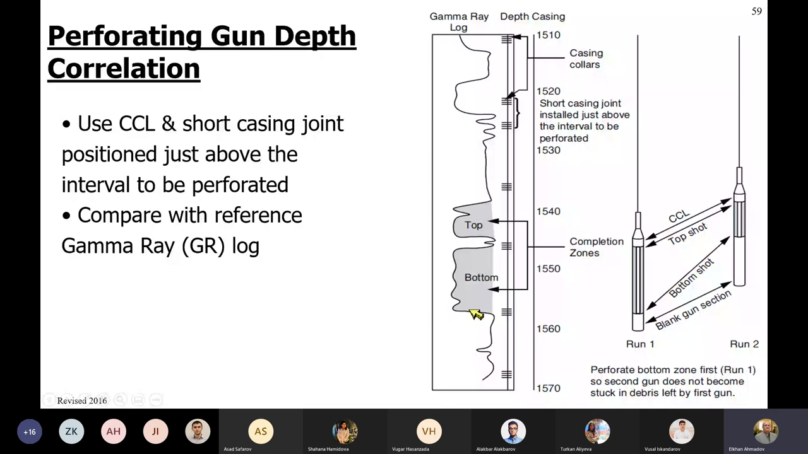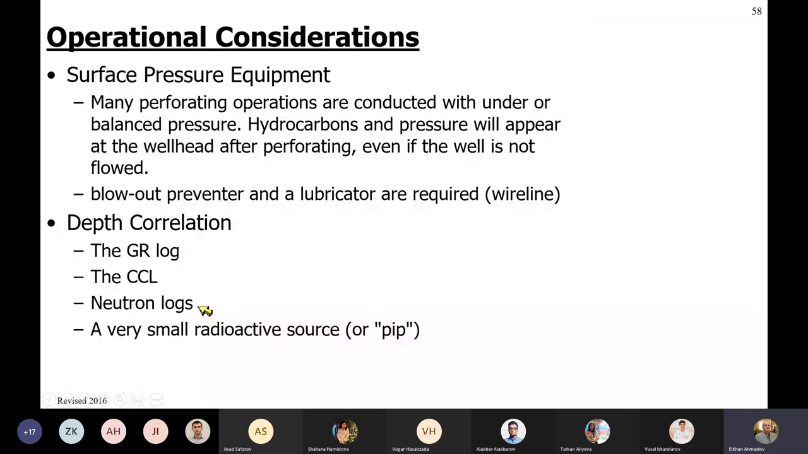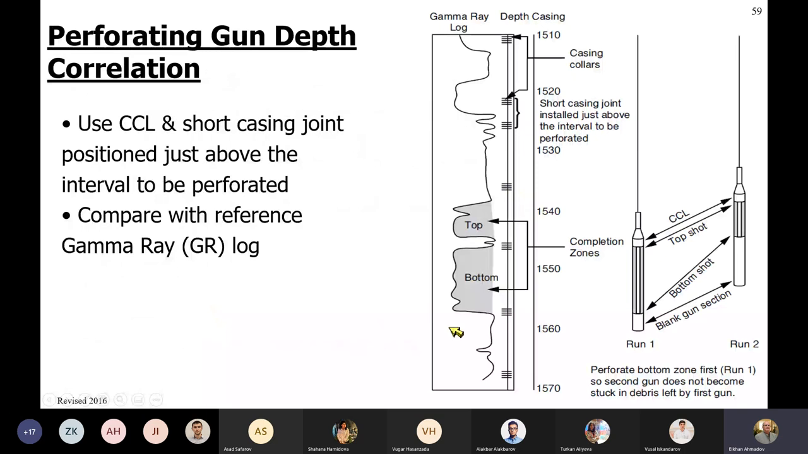Okay, we can also use neutron logs. Why do we use neutron logs? When we run casing, we may use some radioactive pip in the casing, and that pip is also located above the reservoir, and this neutron log will respond to this pip, and this pip will also indicate the location of the desired interval, so we can perforate the correct interval in the wellbore.